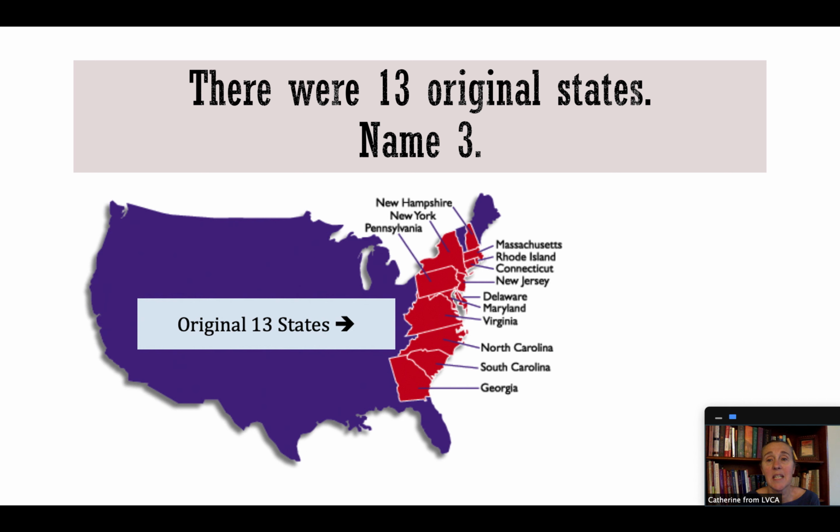There were 13 original states. Name 3. So remember, there had been 13 original colonies. Once we declared our independence from England and said we are now our own country, those 13 areas are not colonies anymore. Now they are states and part of the United States. So when we need to name 3 of them, we can name any 3 from this list of 13.